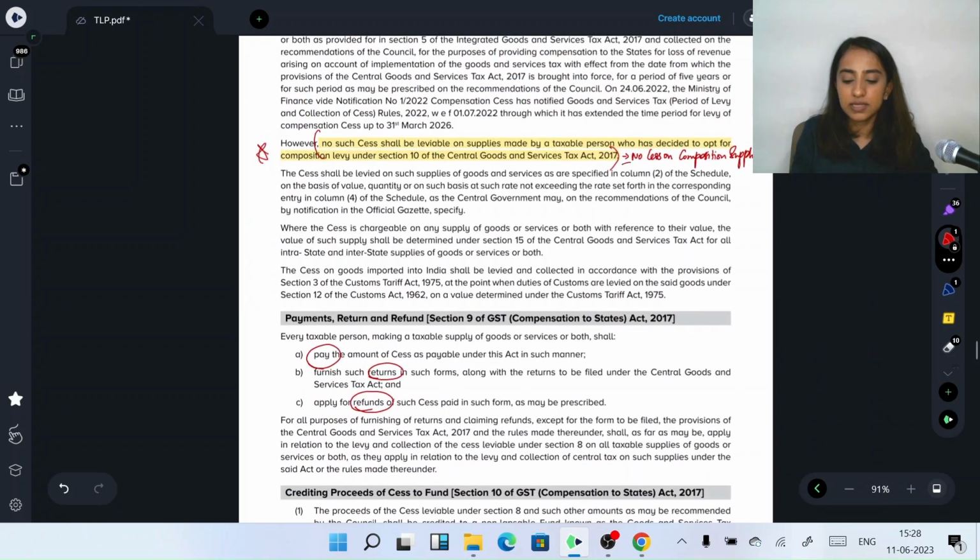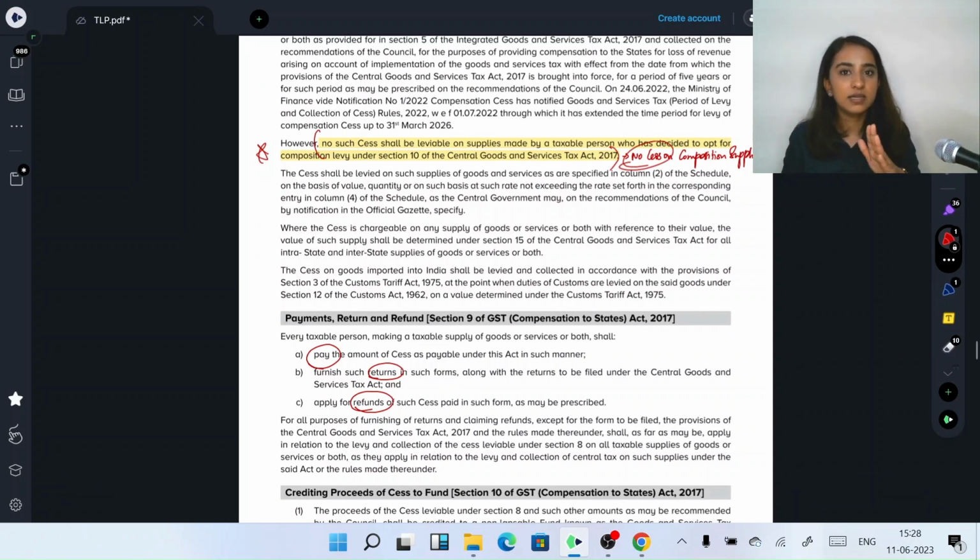Okay, now this cess will not be applicable on composition supplies. Composition supply is a different type of supply, a different type of registration, where the registered person will pay a fixed amount and will not take any input tax credit. We'll be talking about this a little later in the revision.